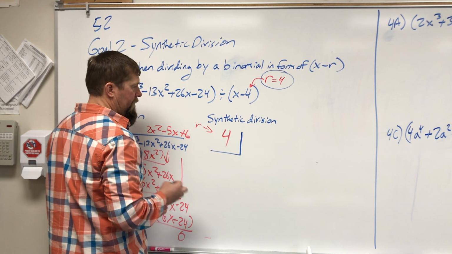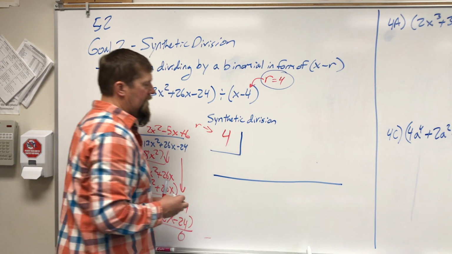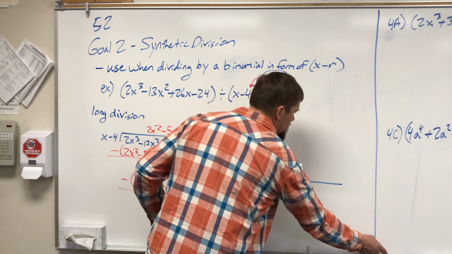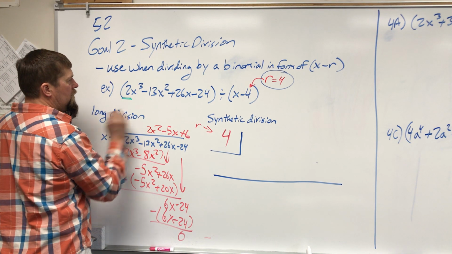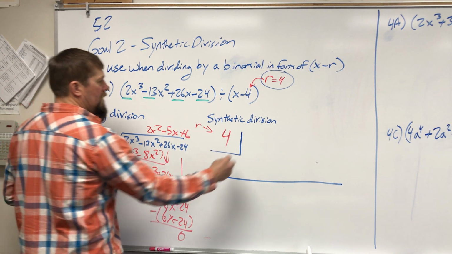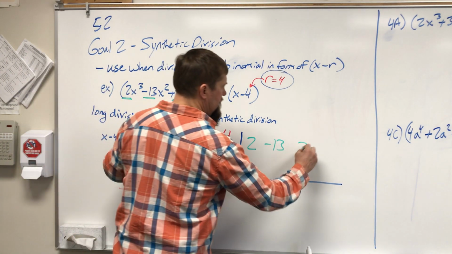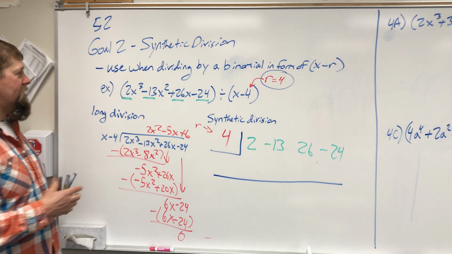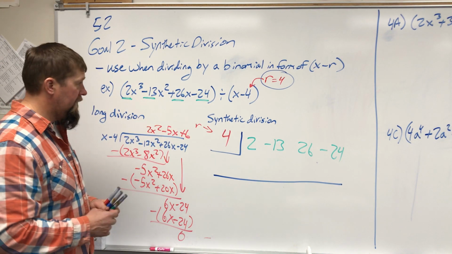R goes there. We're going to draw another line right here. And next to the 4, outside of the box, we are going to place all of the coefficients of what we're dividing into. So 2, negative 13, 26, and negative 24. So I put a 2 here, negative 13 here, 26, and negative 24. Okay? So does everybody see where I'm getting these numbers from? All right, so hopefully that's clear enough for you.